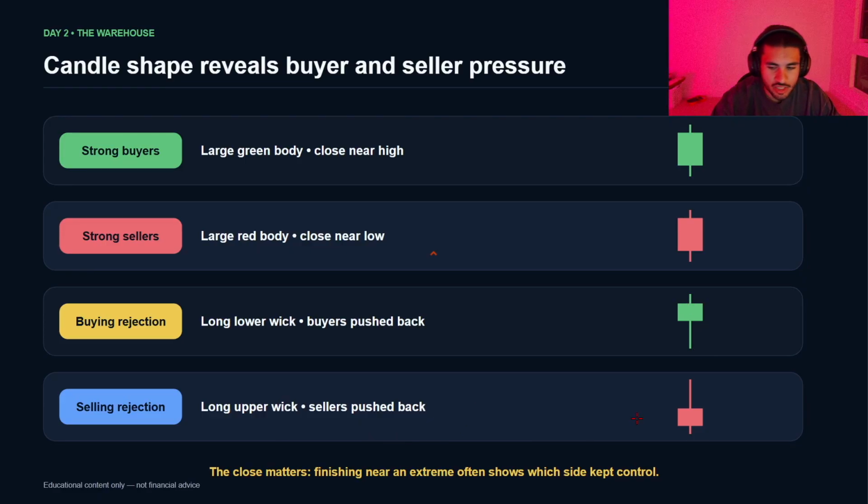Selling rejection, same thing, but the opposite. Longer upper wick, small body, short lower wick. The candle opens right here. Buyers come in, they try to buy it out. Sellers say nope, we're not letting that happen. They come, they sell, they close near the low, and that's pretty much what it is. It just rejects buy orders, more bears on the selling rejection, more buy orders on the buying rejection.